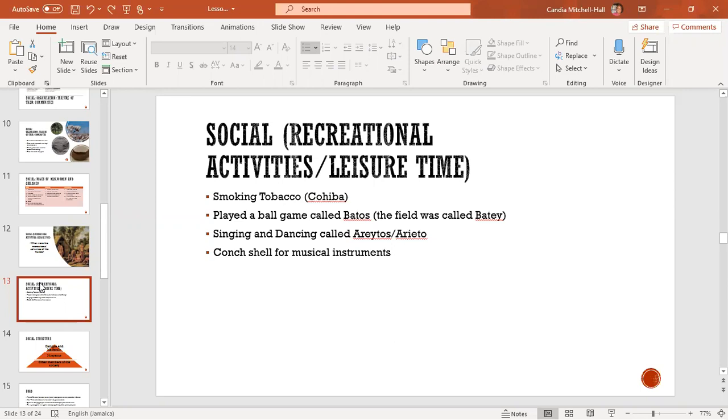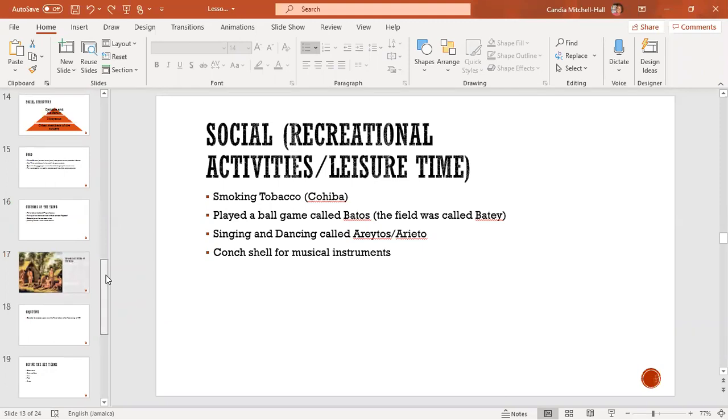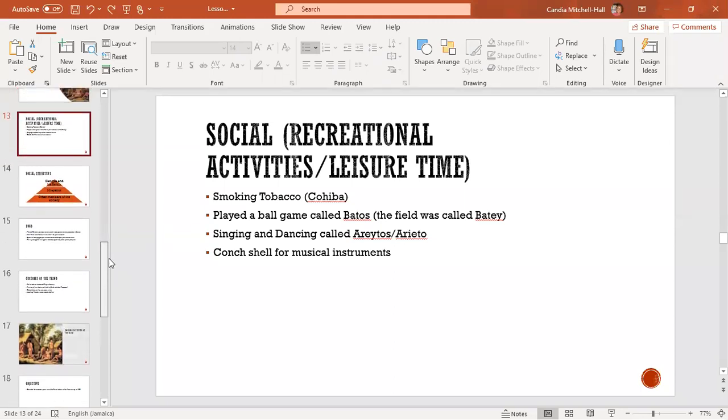They also had conch shells. They used the conch shell as a musical instrument. That was their recreational activity. Sounds like fun.